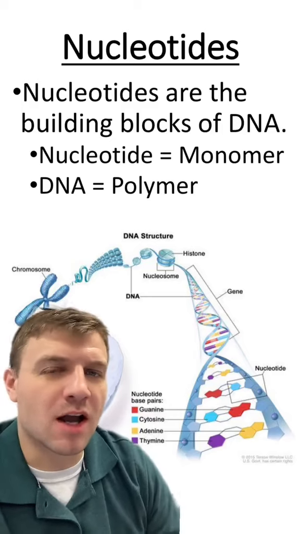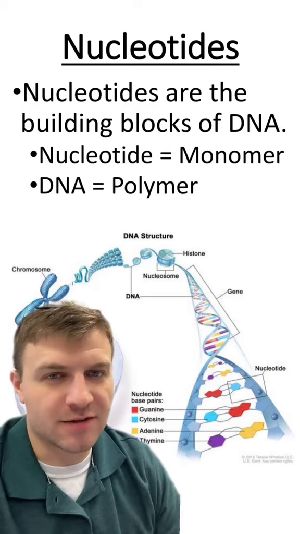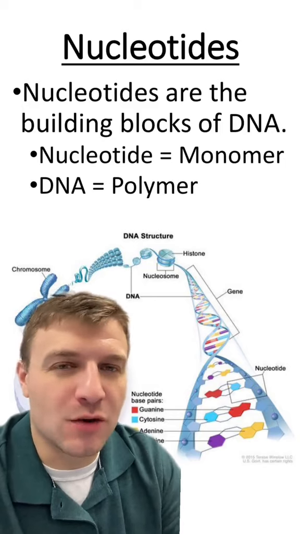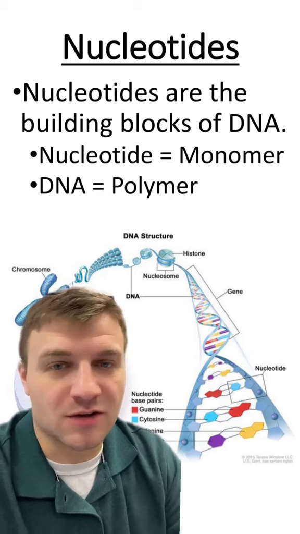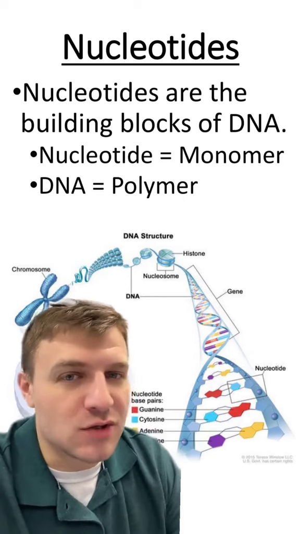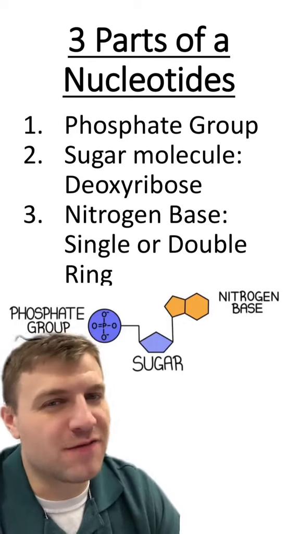Let's go over the monomer of DNA, which are known as nucleotides. Remember that DNA is our genetic code, and it's going to be really important because it codes for our proteins or our physical characteristics. And the monomer or the building block of DNA is a nucleotide. Now, a nucleotide is made of three different parts.